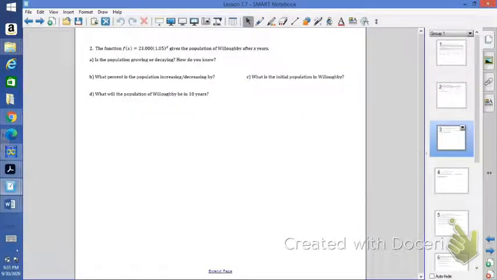Okay, the next problem: the function f of x equals 23,000 times 1.05 to the x gives the population of Willoughby after x years. So is the population growing or decaying? How do we know? So we're looking at our b, that's our growth factor. It's greater than 1, so we have growth.